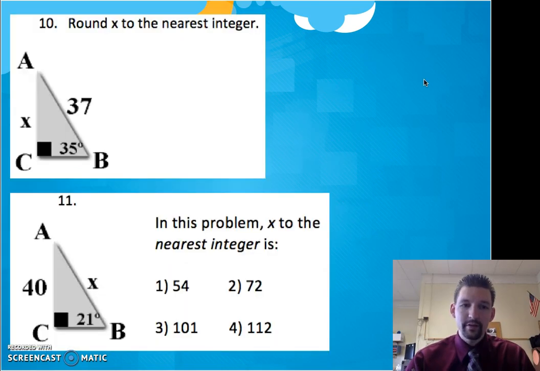The next couple here, number 10, you will get x equals 21. Number 11, you will get Choice 4, 112.